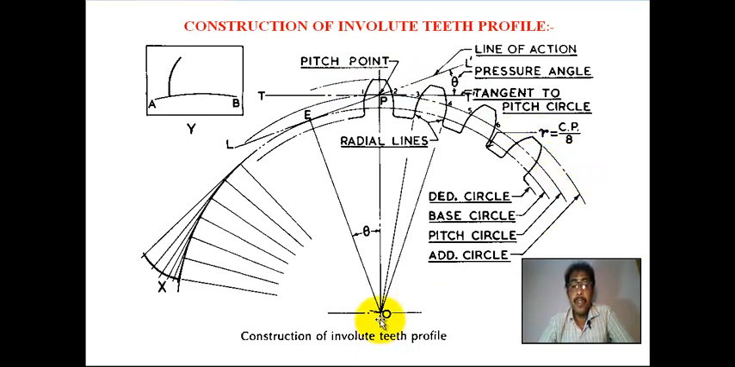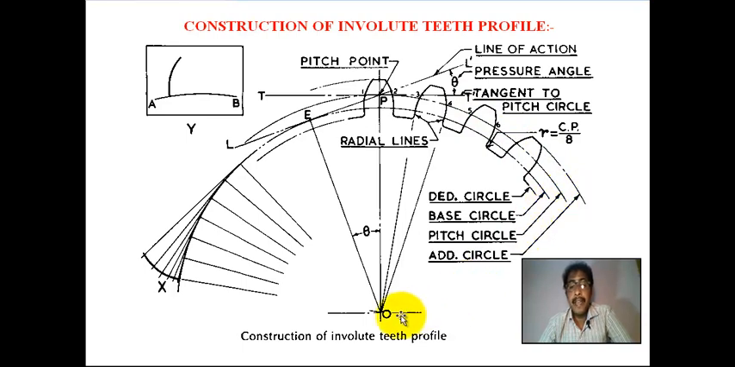Next, with the larger pencil compass, we take the radius of the pitch circle, with the pin pointer at point O and the pencil pointer at this point. This is the pitch circle.